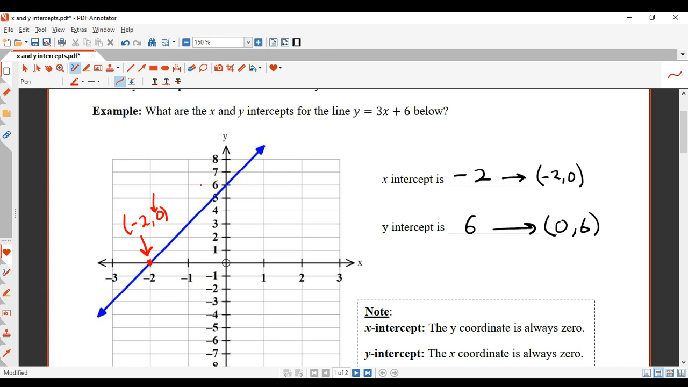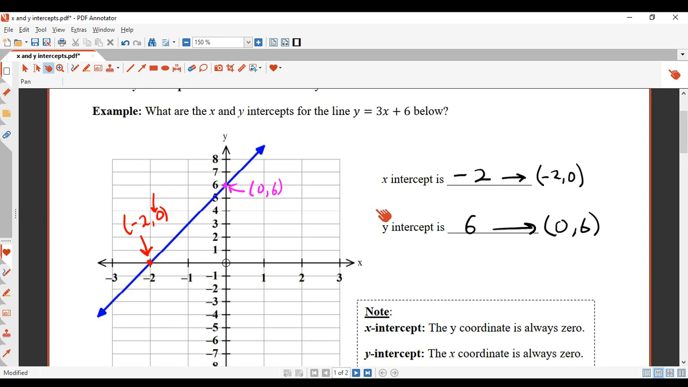Now, it's the other way around for the y-intercept. So if you come to the y-intercept, let's change colors again. Here's the y-intercept, and its coordinates at that point there are 0, 6. The x value of the y-intercept is always going to be 0, and that's because on the y-axis, every single point there has an x value of 0.